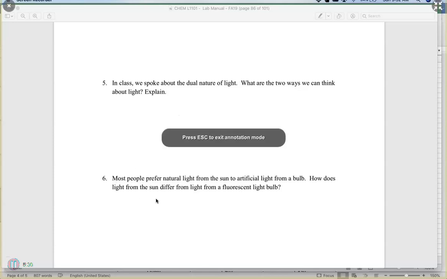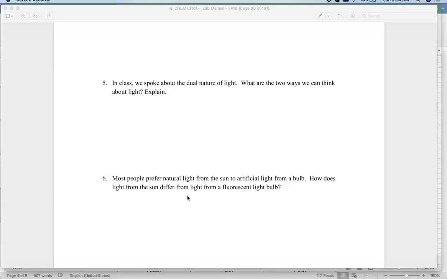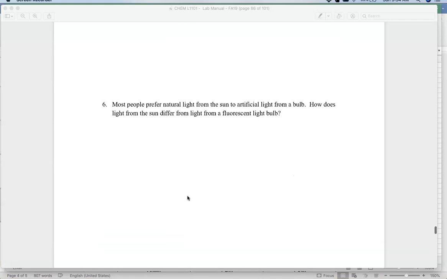Part 6, this is usually a lot easier to see if we were in lab collecting the data, and it's kind of a vaguely worded question, so I'll help you out a little bit this time around. So it says most people prefer natural light from the sun as opposed to artificial light from a bulb. So how does light from the sun differ from fluorescent light bulb?